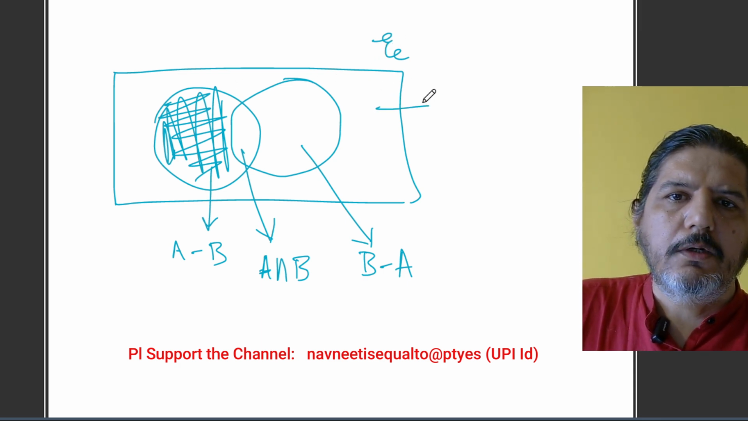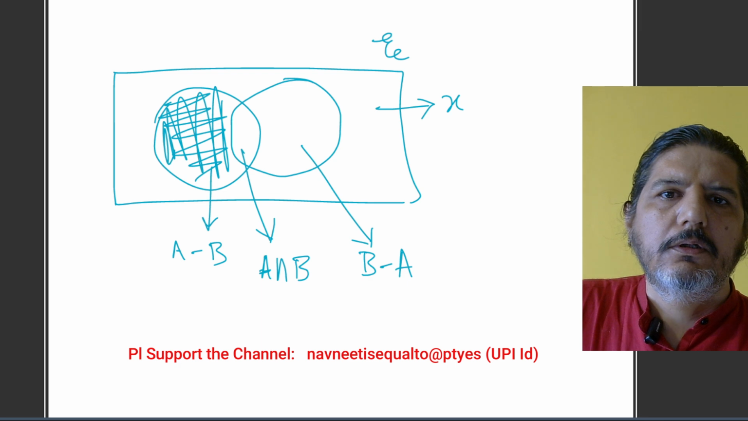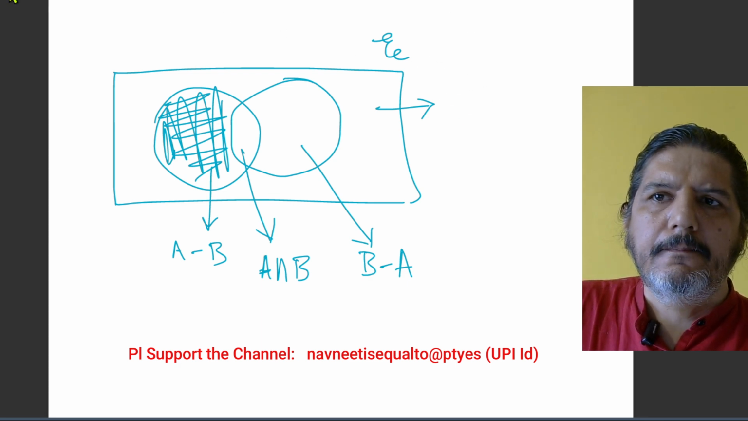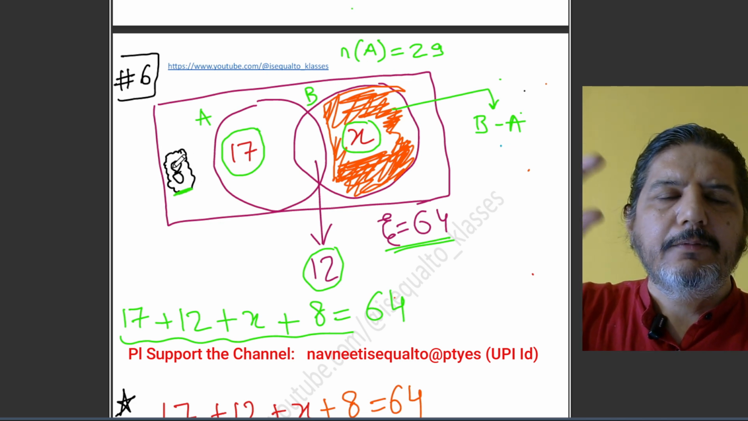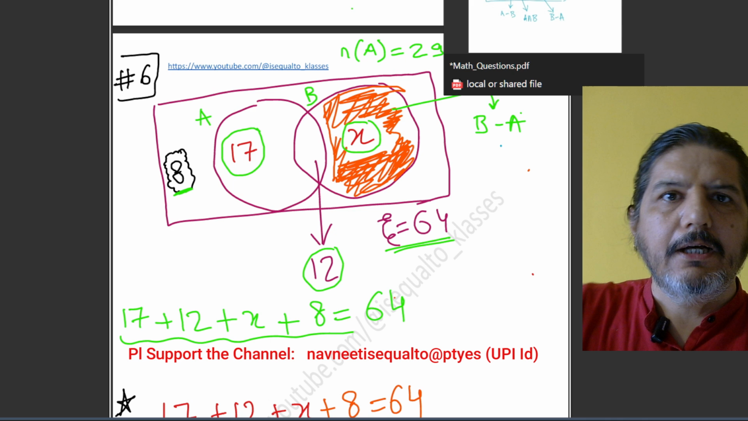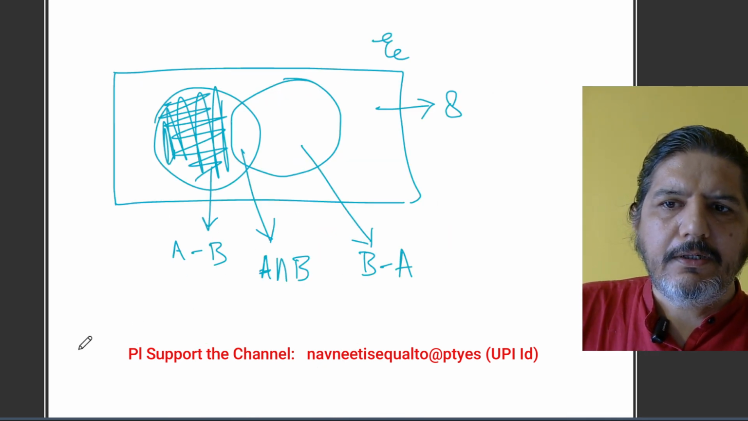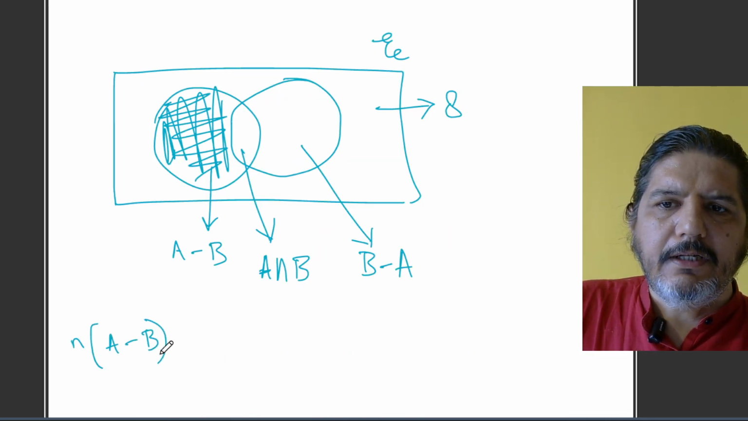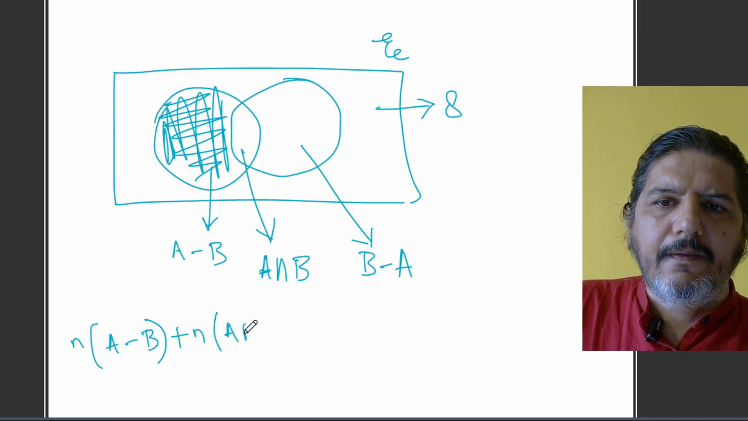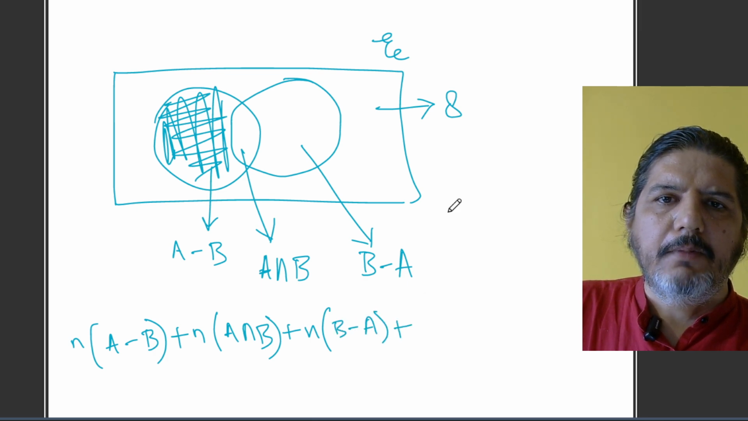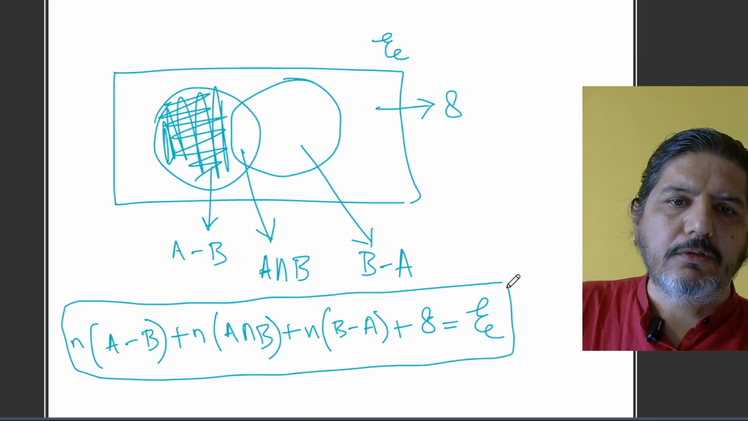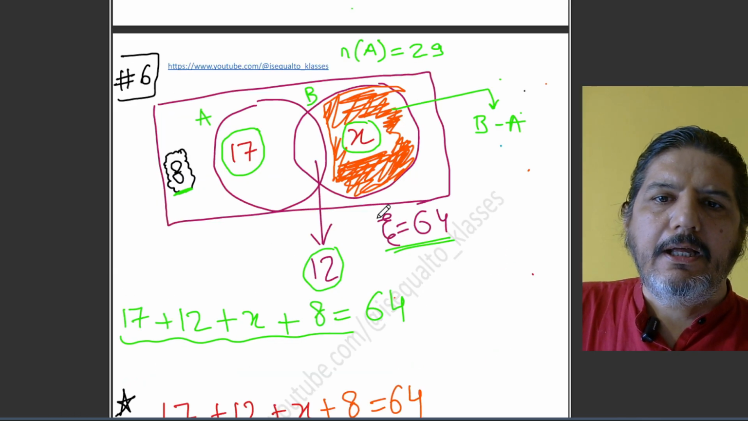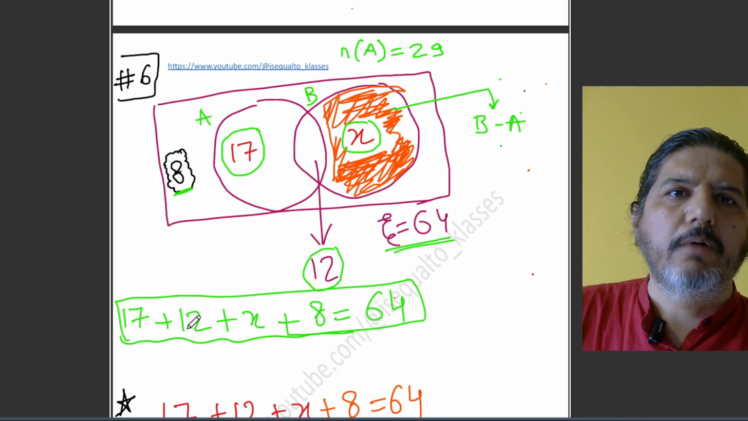So let me denote this part as x. Let me denote this part as 8. Why 8? Because these 8 elements are neither in A nor in B, but they are in the universal set. If I add all of these together, the number of elements in A minus B, plus A intersection B, plus B minus A, plus 8, these would be all the number of elements in the universal set. So this step is basically this step. I hope this is clear.